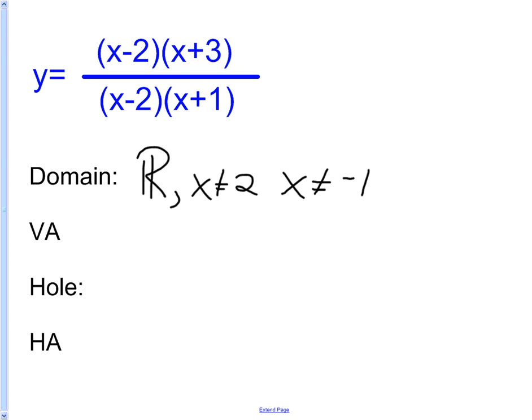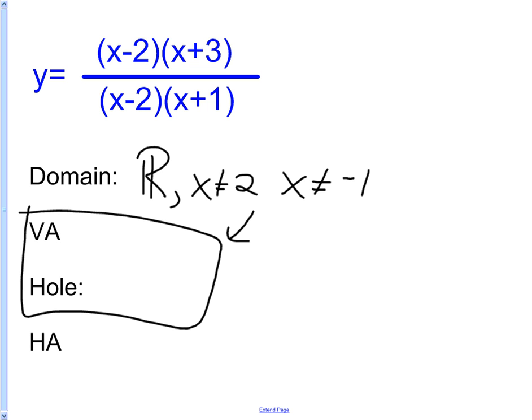The vertical asymptotes and the holes come from this list. Which ones are which ones? Well, I can see this cancel, so that must be the hole. So it's at x equals 2 is where the hole is. No, I wouldn't try to write that as a point. I just say x equals 2. And then the other one, the vertical asymptote, must be the other one, because I've already used this one up. So I'll go to this one. x equals -1.